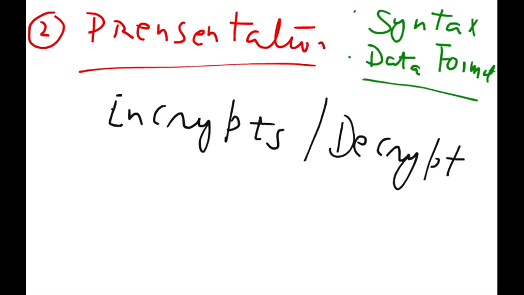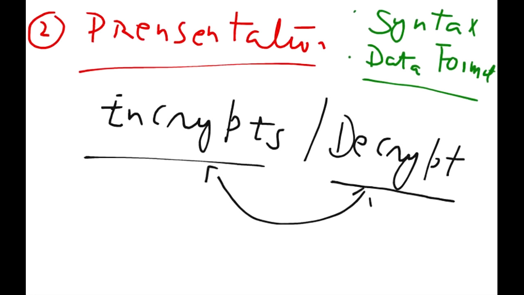Because the communication on the network has to be secured, the data has to be encrypted, and on the receiving end, it has to be decrypted, and it is the responsibility of the presentation layer to do it.